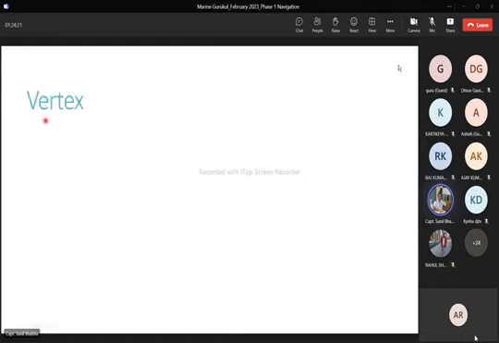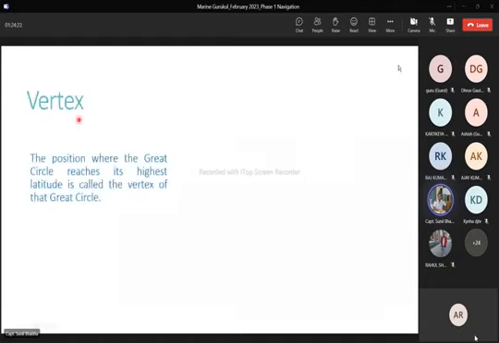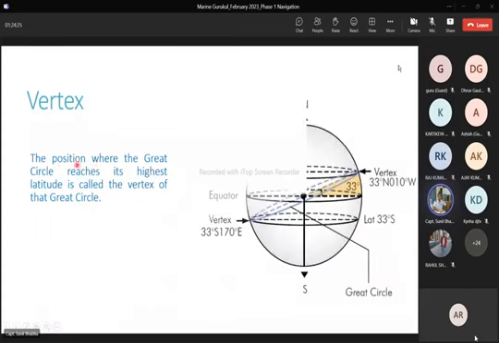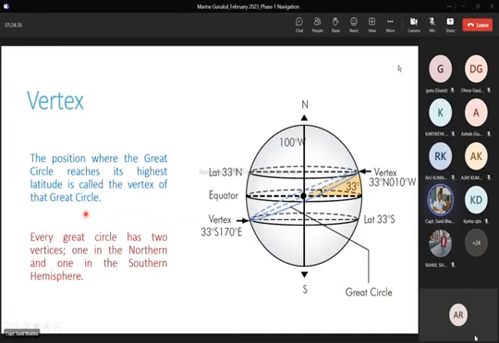Let's now go into the concept of vertex. The position where the great circle track reaches its highest latitude is called the vertex of that great circle. You can see the diagram of the Earth on the screen now. The North Pole is represented by point N. We have the South Pole at the bottom represented by point S. Exactly midway between them we have the equator.